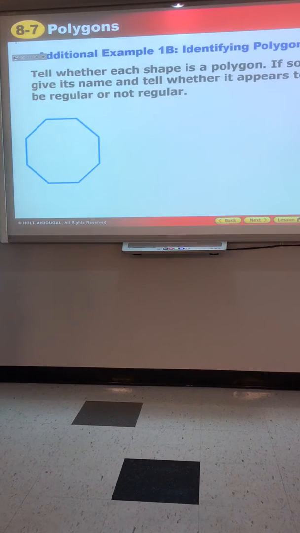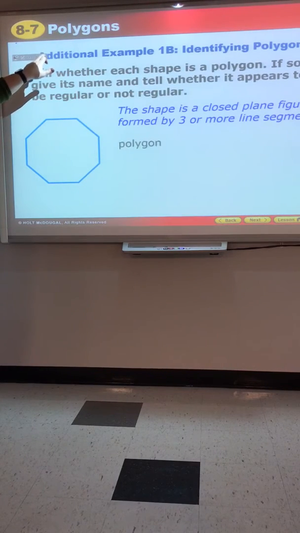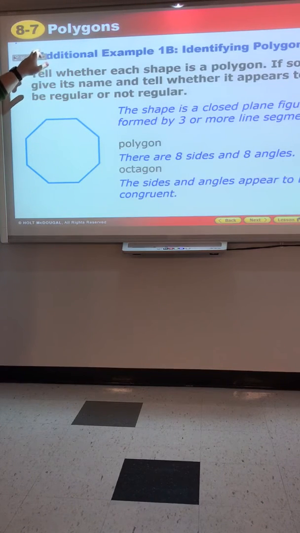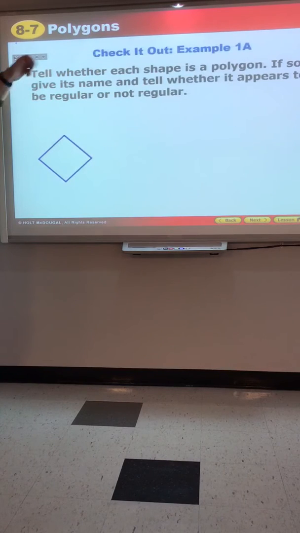This one, there are 1, 2, 3, 4, 5, 6, 7, 8 sides. 8 sides means octagon. Now, all angles look to be the same, so it is a regular polygon. 8 sides, octagon. Oh, and 8 angles. And the sides and angles appear to be congruent. Regular. Alright, this one. It looks like all sides are the same. It looks like all angles are the same.